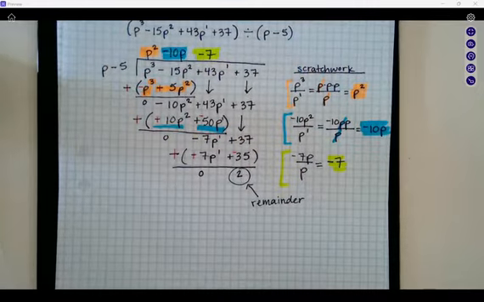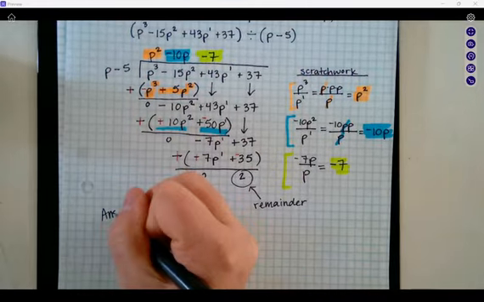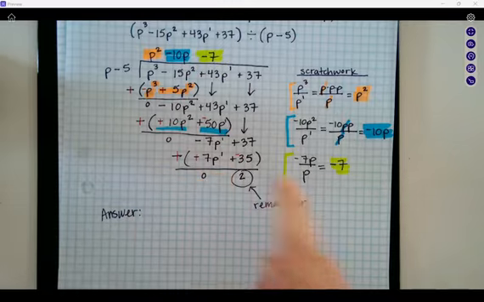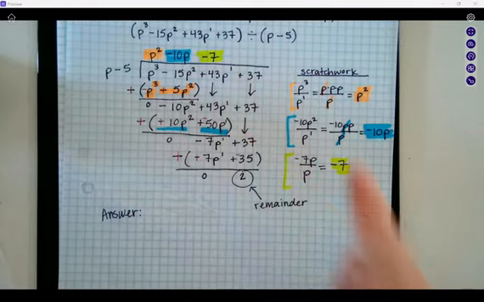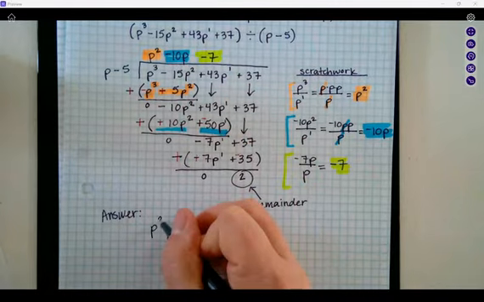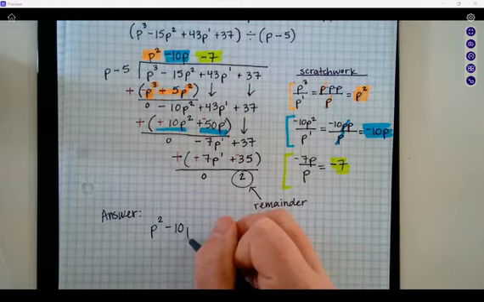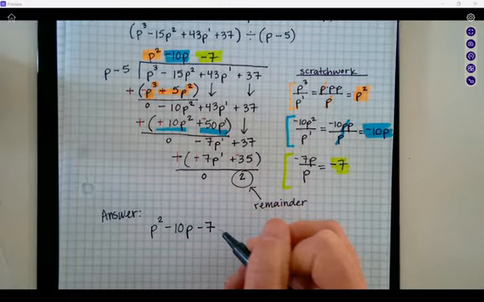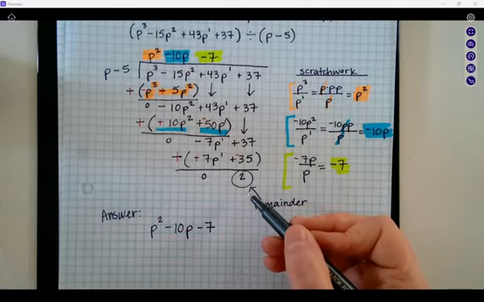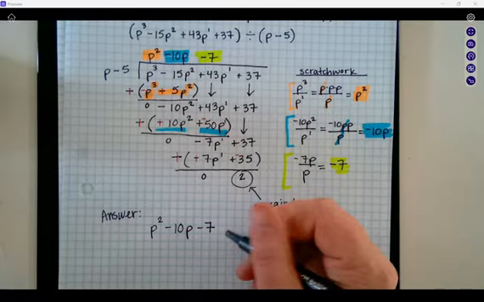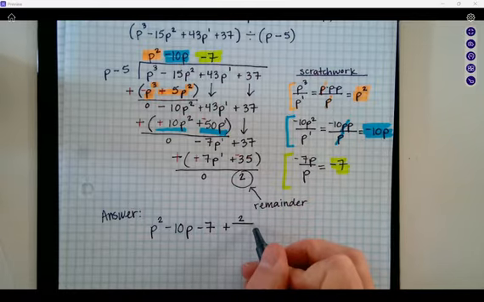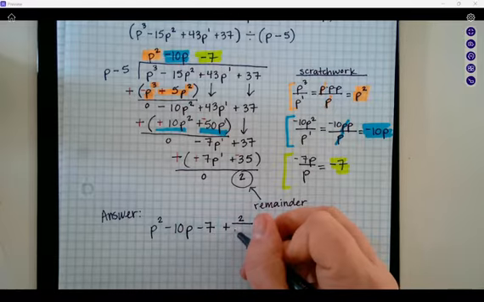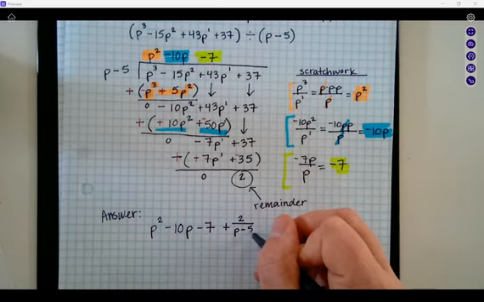So I need to write my answer and take this portion of my quotient up here that's been highlighted. I have p squared minus 10p minus 7, but I also need to remember that I have that remainder. So I'm going to put plus my remainder, just 2 in this case, divided by my divisor. So p minus 5.